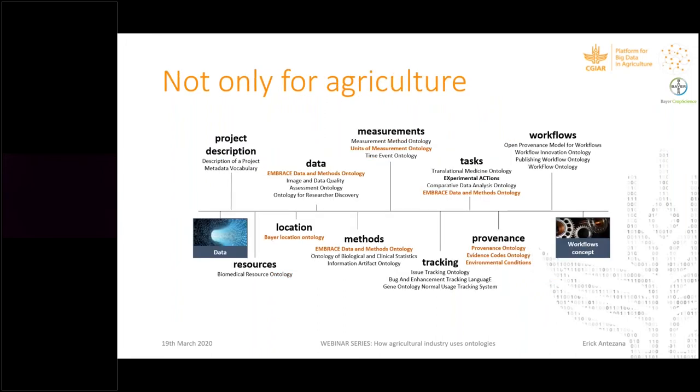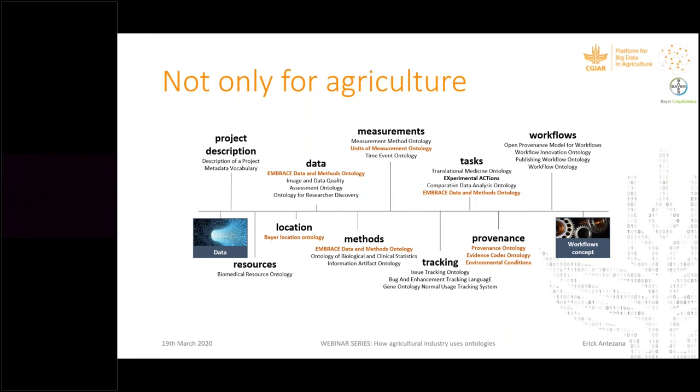On the other hand, we are also using ontologies that are not only relevant for agriculture, and I'm sure that perhaps you guys, in some projects or in some data sets, databases, are also making use of other interesting and relevant pieces of data or ontologies, such as the units of measurement ontology, an ontology for methods on data, evidence codes, and these kinds of things. Again, the ones that are in orange are the ones which are part of our platform.